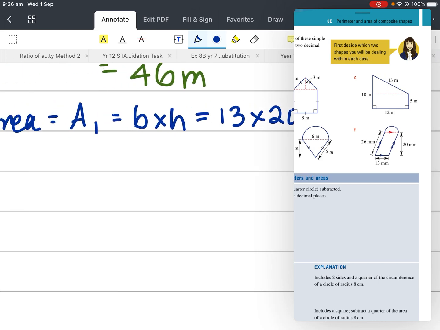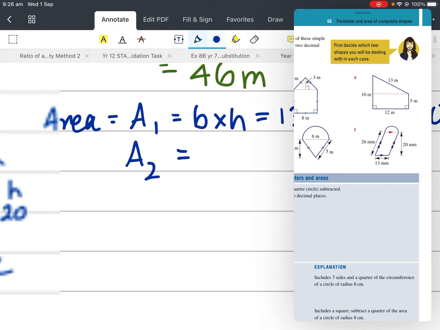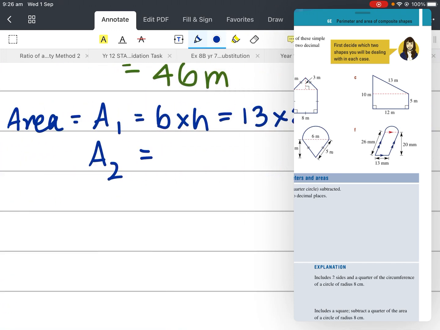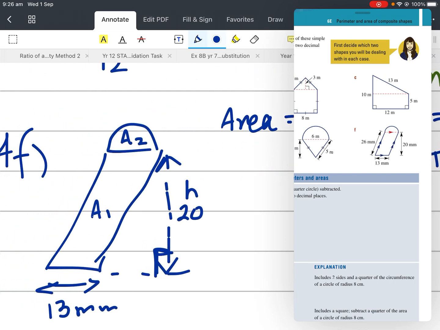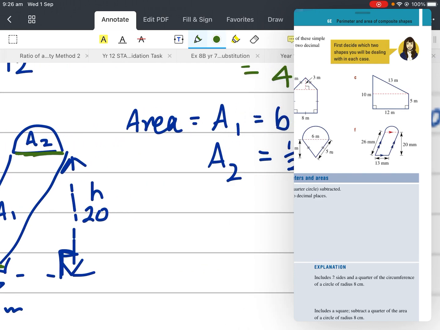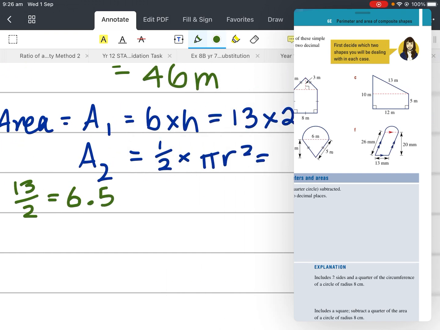Alright, now let's work out area 2. Now area 2 is half of a circle. So I'm going to use half times pi r squared. Hopefully you notice this and this are the same length, aren't they? And it's the diameter of the circle, isn't it? So I need half of 13. What's half of 13? Well, what's half of 6? Half of 12 is 6. So half of 13 is 6.5.